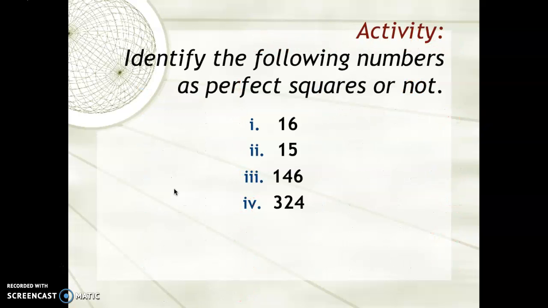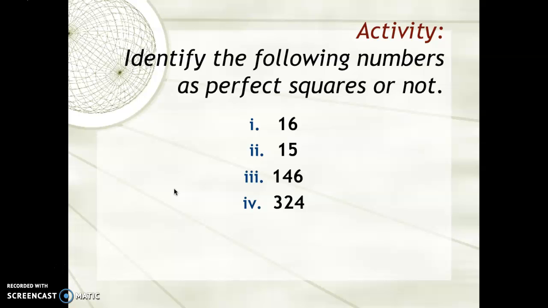Now I want to look and see if these are perfect squares or not. 16. So if 16 is a perfect square, that means that there is a number that you can multiply by itself to give you 16. And there is a number, and it's 4. So 16 is a perfect square because 4 times 4 equals 16. Well, what about 15? Is there a number that you can multiply by itself to give you 15? Nope, there's not.